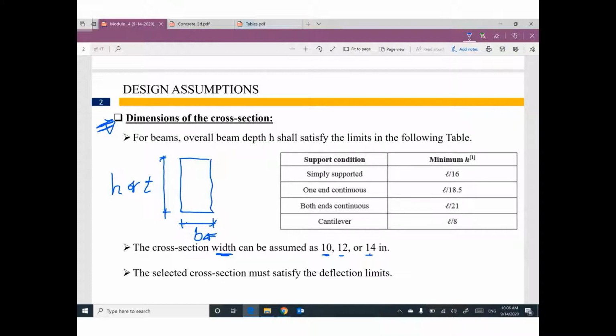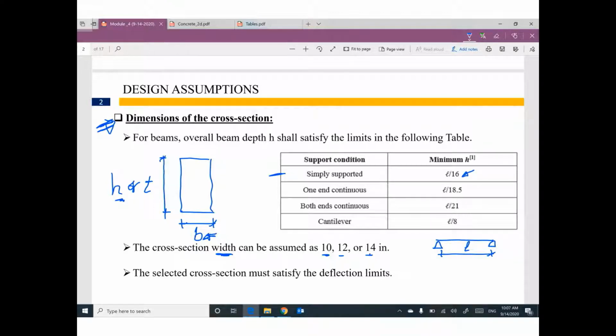For H, based on the beam. If you are talking about a simply supported beam, you have a beam simply supported between this support, and this beam has span L. Go ahead and divide L by 16. You can figure out the overall depth.